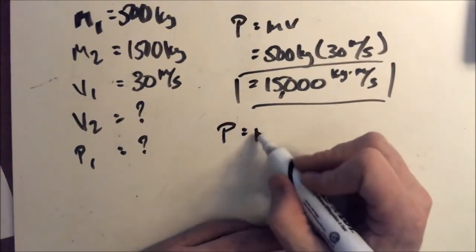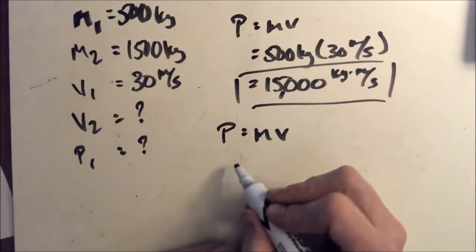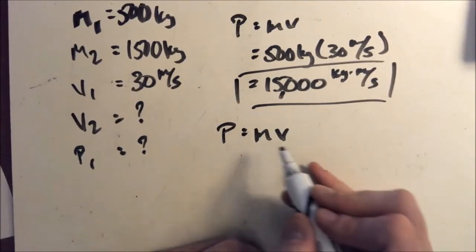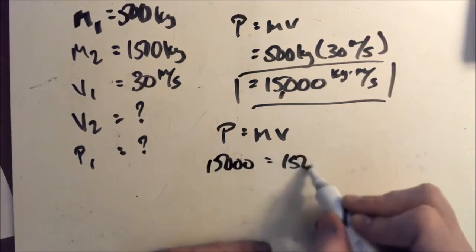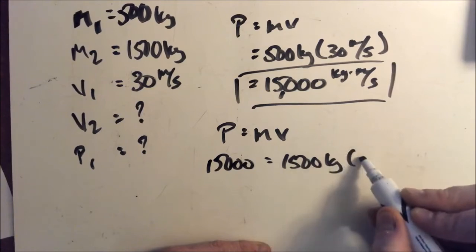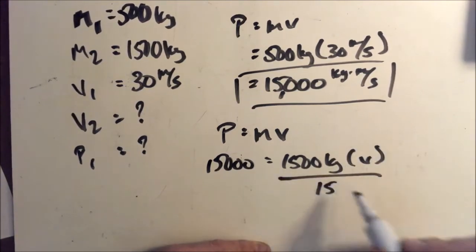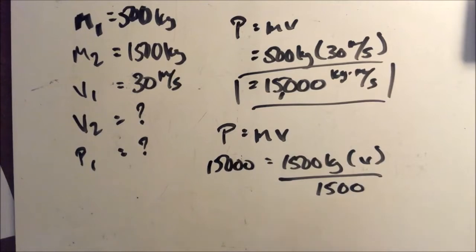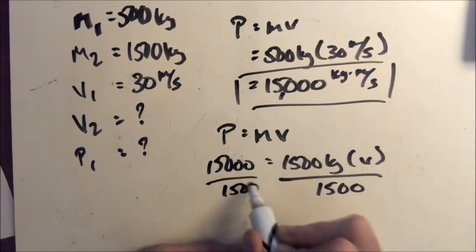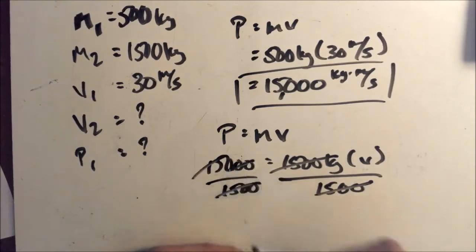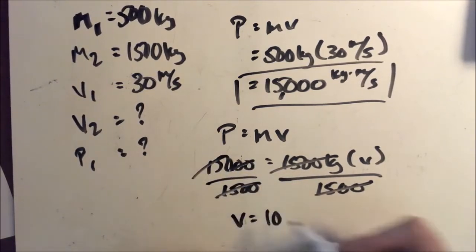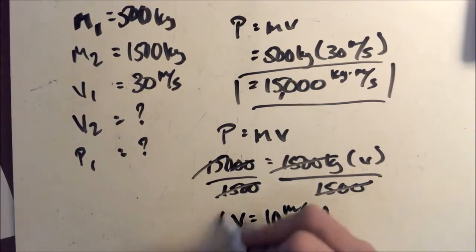Again, we'll just use this same equation, p equals mv, but this time we know p and m, but not v. So 15,000 equals 1,500 kilograms multiplied by whatever the velocity is. Divide both sides by 1,500. v is 10 meters per second.